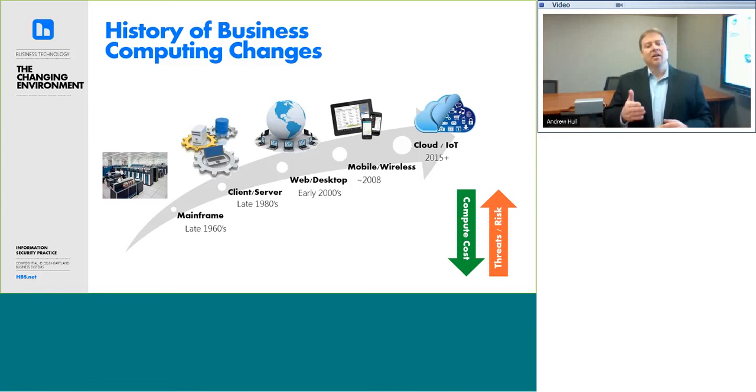And so if you look at over time, as we've made these transitions in terms of technologies, we've disseminated more and more and more out because the compute cost has come down. And because of that, again, the threats and the risks have come up. And now today we live in the world of cloud, and we're hearing a lot more about IoT, the Internet of Things.